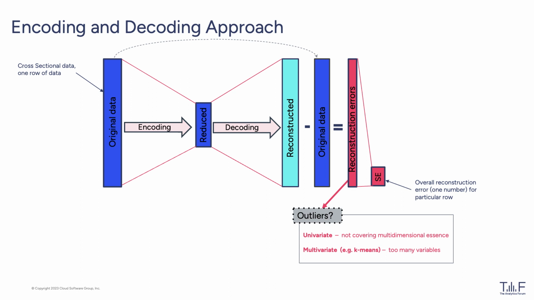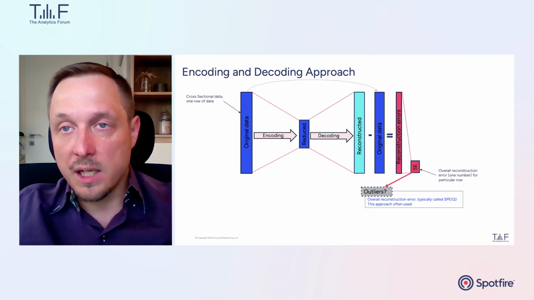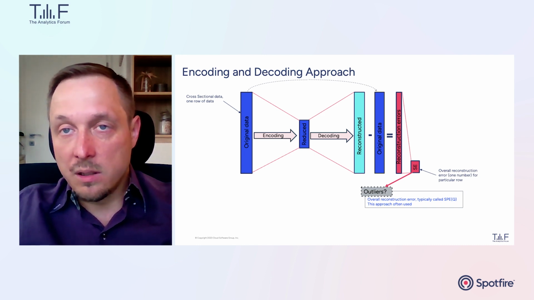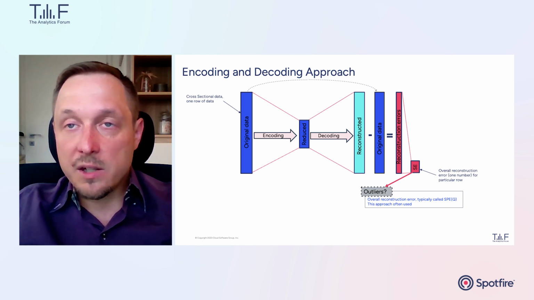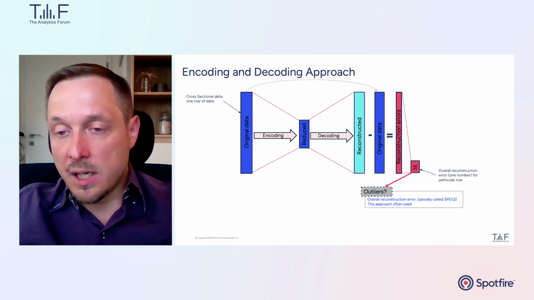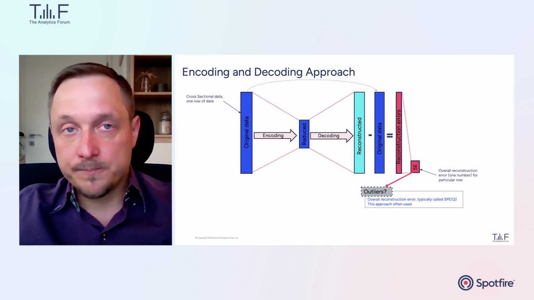The advantage is that you can do an average or sum of all reconstruction errors, and we will get one number, and this number can be easily used for anomaly detection. It's typically called SPE Q, or in the context of autoencoders, simply overall reconstruction error. Another advantage is that we can check the vector of reconstruction errors and get an idea which variable is contributing the most to this overall reconstruction error.